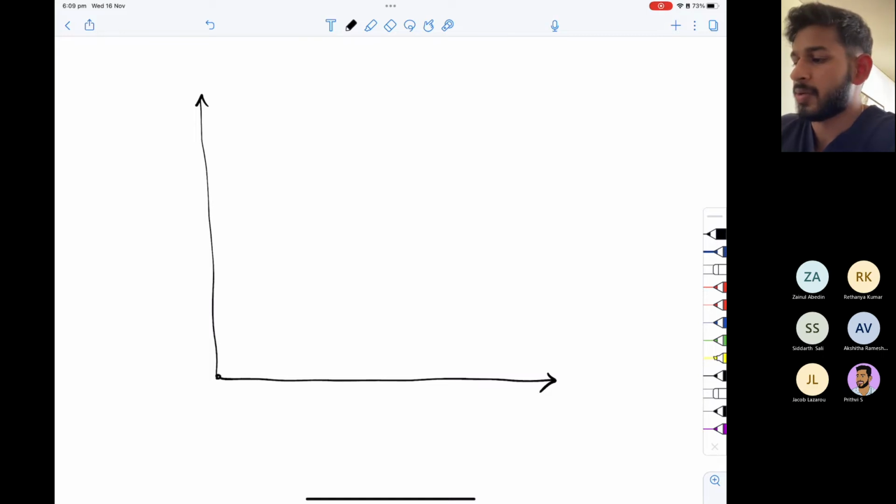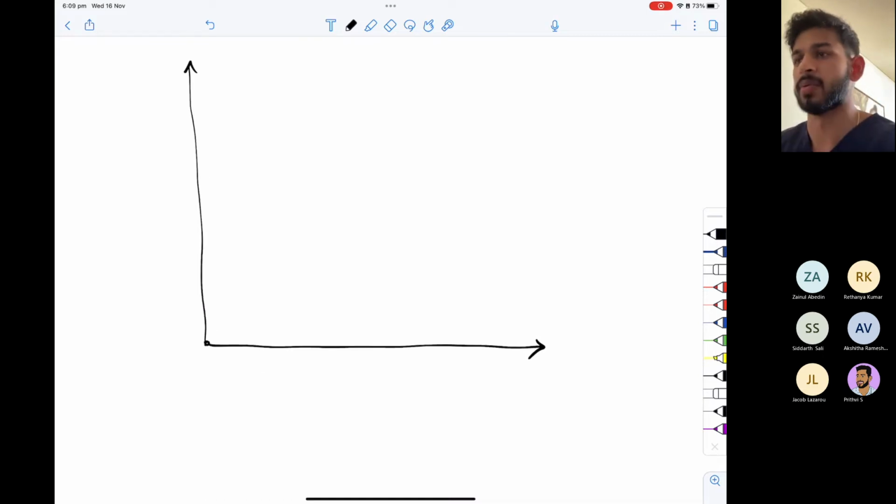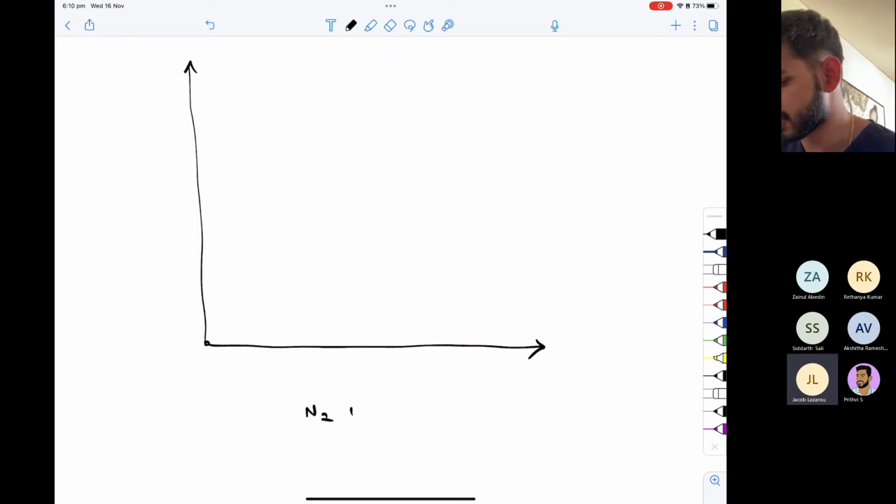Now, Jacob, let's just say we're talking about the Haber process. Can you remind us what the equation is? I always like to talk about Haber process because at the end of Mod 8, you have to know one industrial chemical reaction very well. Haber process is bread and butter. So, Jacob, what is the reaction again?